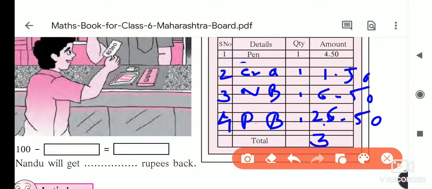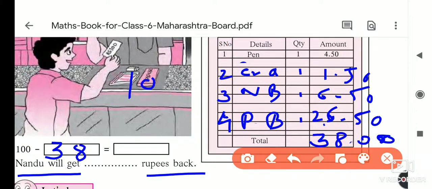And total how many rupees? That is the bill, 38 rupees and 0 paise. So here what we have to find out: Nandu will get dash rupees back. So Nandu, how many rupees will he get back? That is how we have to find out. We have to do the subtraction of 100 minus 38. So how to do this?